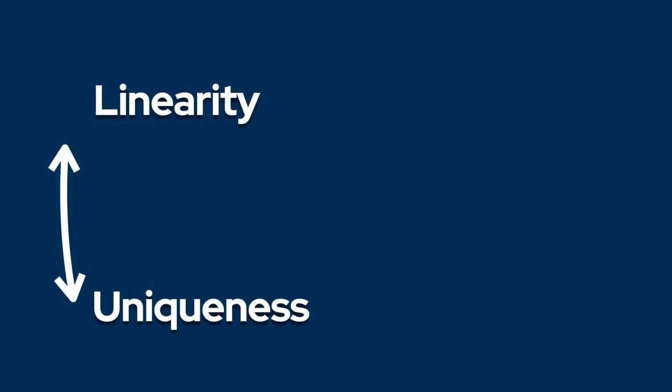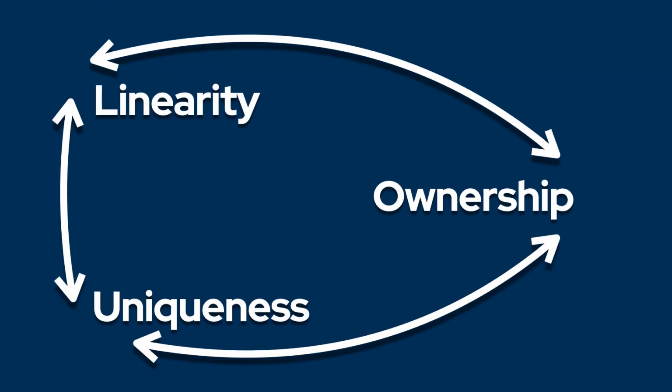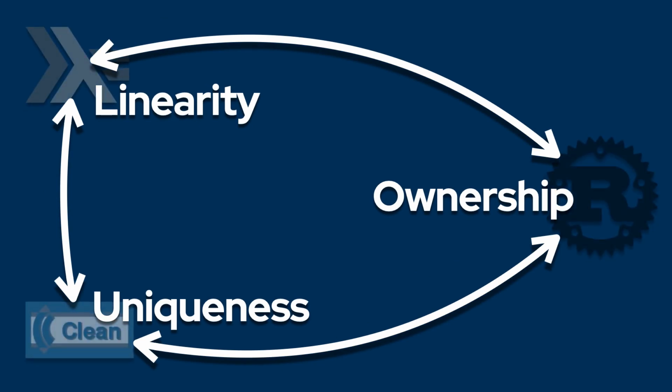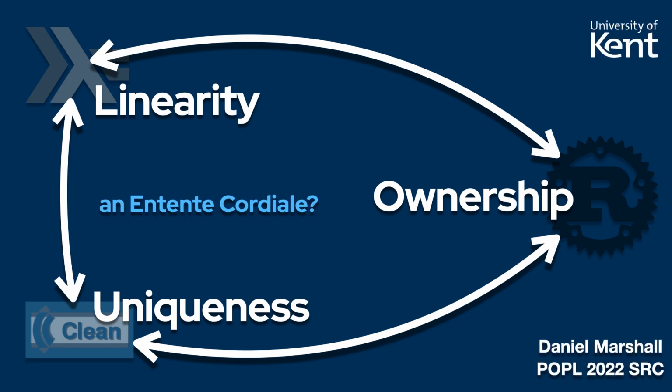Linearity, uniqueness, and ownership. Three ideas that are rapidly taking hold in modern programming languages, and all based on concepts from substructural logic. But how are they similar? How are they different? Can we unify them and get all the benefits at once? Let's find out.